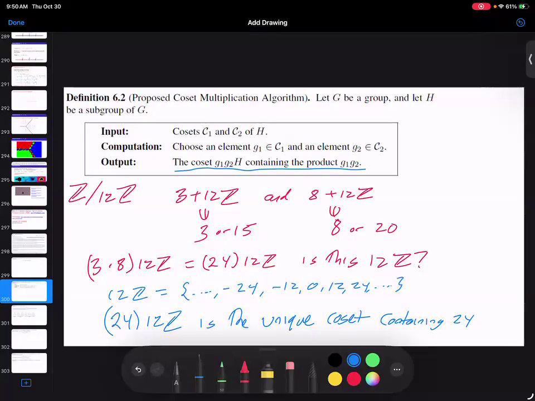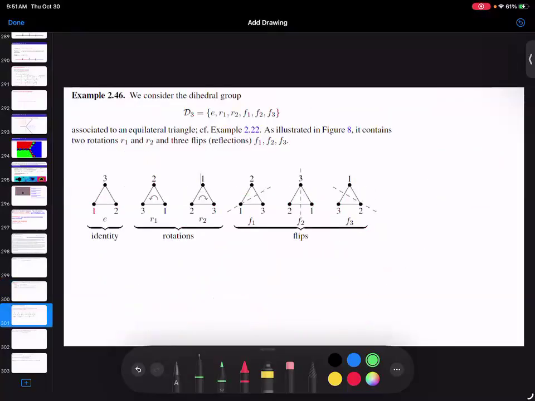One of the things we showed earlier, recall, is that 2 cosets are the same or disjoint. So if I give you an element, it's in one and only one coset. So this gives us a nice way to define multiplication. It will be the unique coset that contains it. Return back to the algebra.